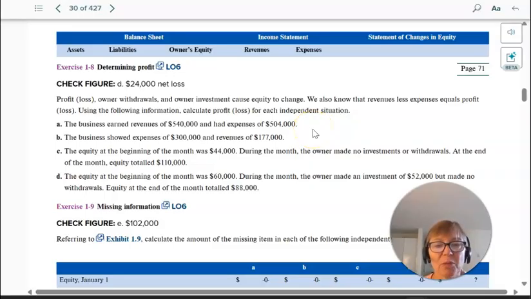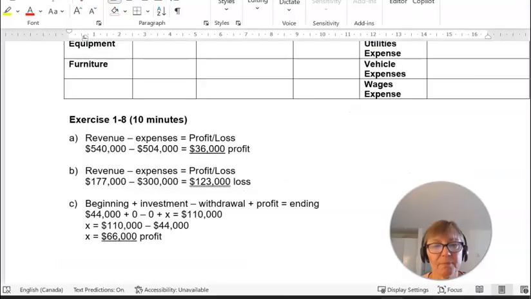We're trying to determine what the profit is given the situation. A, a business earned revenue of 540,000 and had expenses of 504,000. So that's from our income statement. Remember, revenue minus expenses gives us either a profit or a loss. So revenue minus expense gives us a profit or a loss, like I mentioned. We know the revenue is 540,000. The expense is 504,000. So that means we have a profit of 36,000.